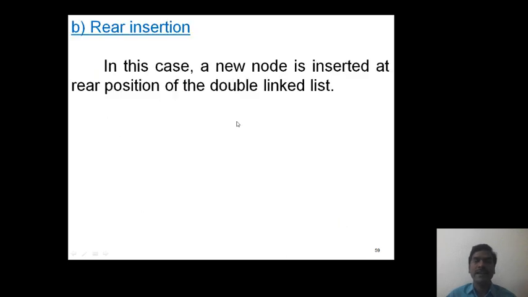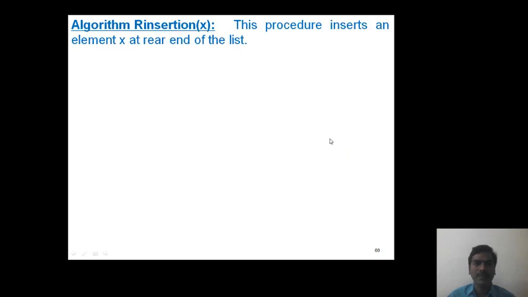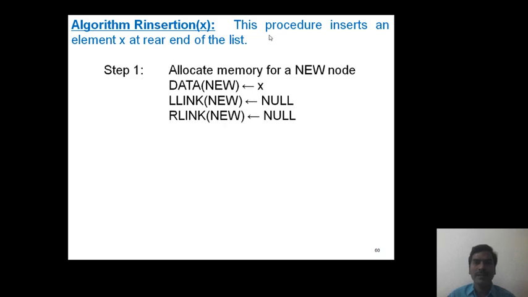Case 2, rear insertion. In this case, a new node is inserted at rear position of the double linked list. Algorithm of insertion of X. This procedure inserts a new element X at rear position of the list. Step 1, allocate memory for a new node. Data of new equivalent to X, L-link of new equivalent to null, R-link of new equivalent to null.